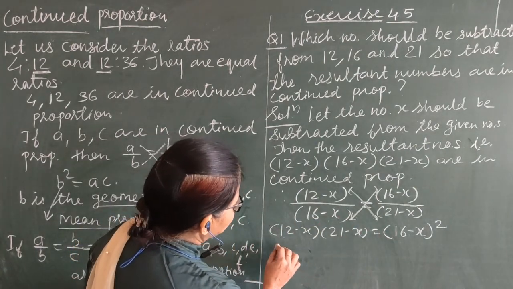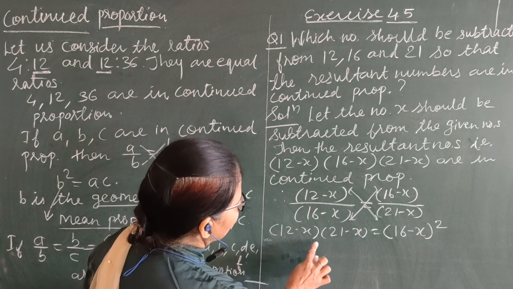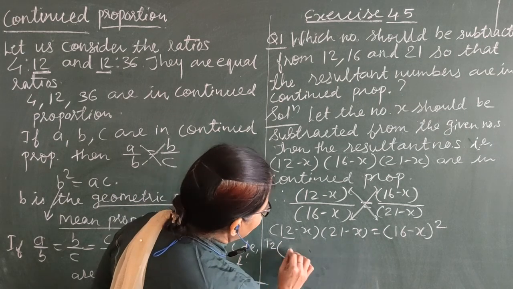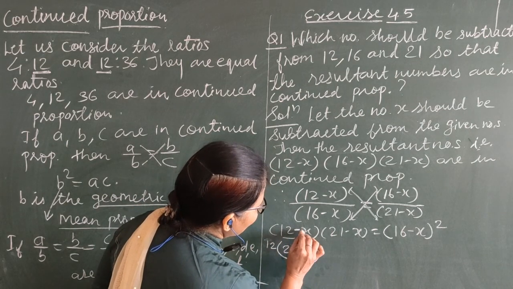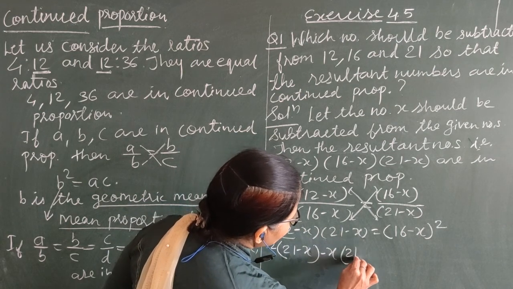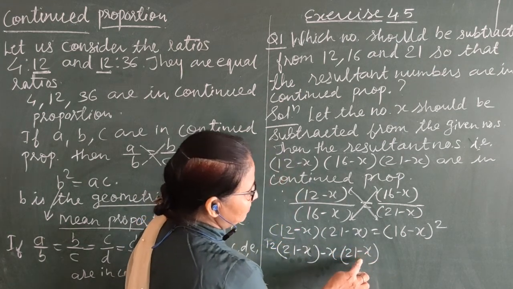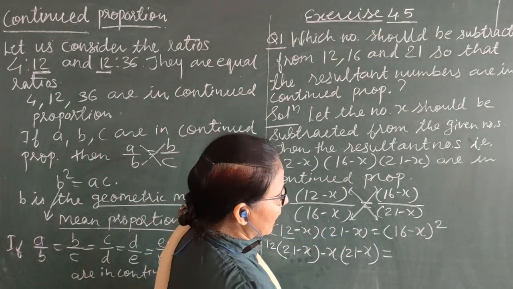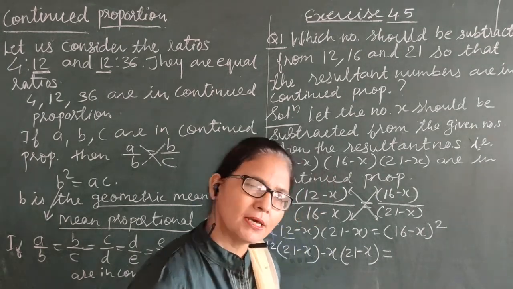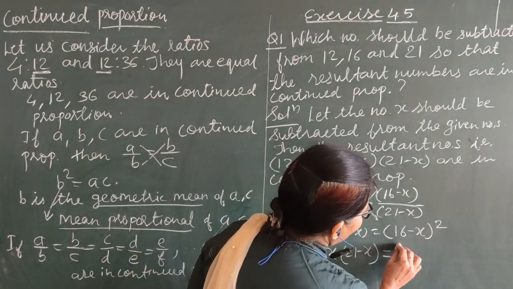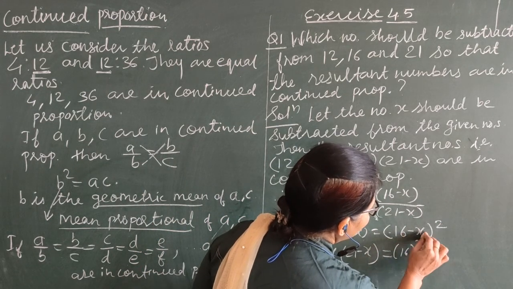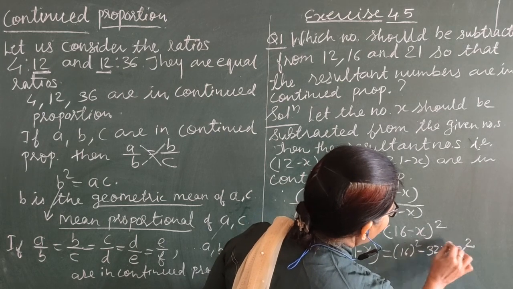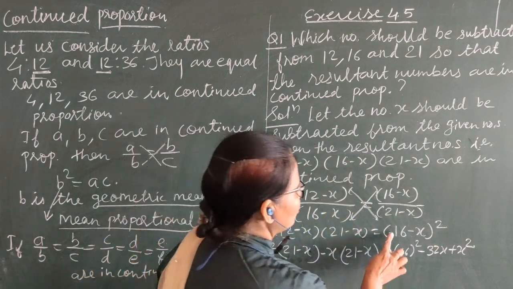Now let's multiply. You know how to perform this step. First we write this 12 and multiply with the second bracket terms. Then you write this minus x and multiply with the second bracket. And here, for a minus b whole square, what is the identity? a square minus 2ab plus b square. So let's take a square, that is 16 square, minus 2ab. So 2 into 16 into x will be 32x, plus b square. Here we have used the identity.